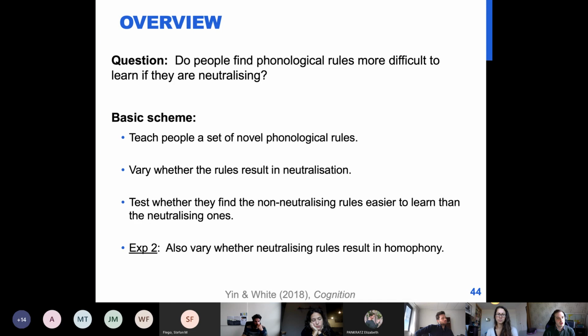Okay. So the basic scheme in this experiment was we're going to teach people a set of novel phonological rules. We're going to vary whether these rules result in neutralization or not. And then we're going to test to find out if people find the non-neutralizing rules easier to learn than the neutralizing ones. Then we're going to have a second experiment where we also vary whether or not the neutralizing rules result in homophony.